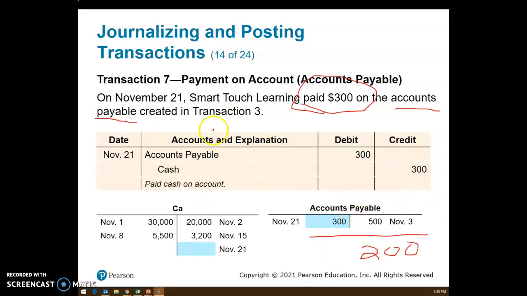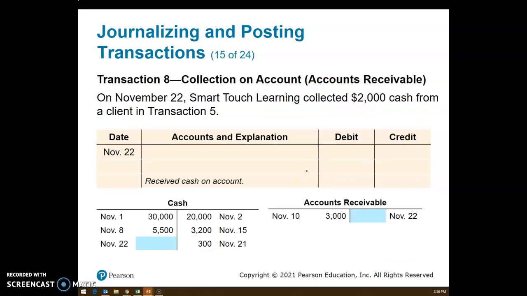For this next journal entry, we have Smart Touch Learning paid $300 on accounts payable. So we've got $300. That's a cash account. That's an asset going down, so that is a credit. And you've got accounts payable that's also going down because we're paying down our liability. That liability is going down. That is a debit. So that's our journal entry. Posting this, let me put cash there. Posting it would be accounts payable is a debit for $300 and cash is a credit for $300.